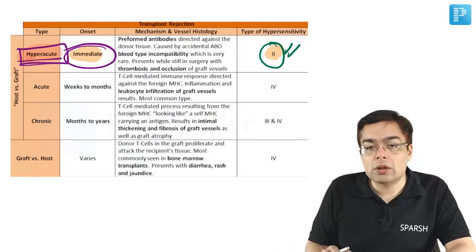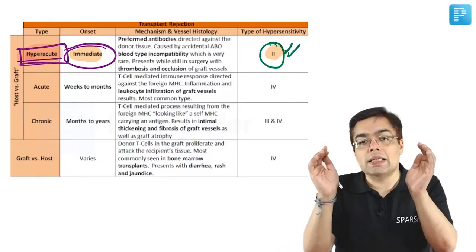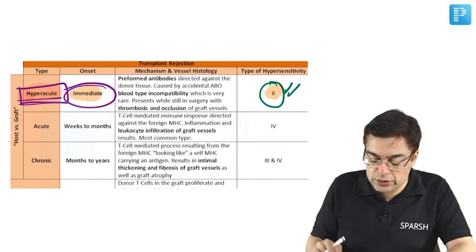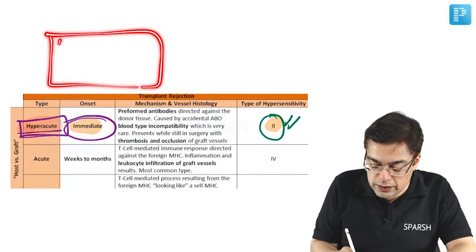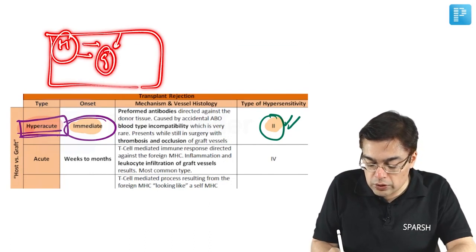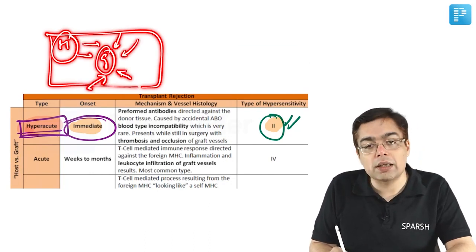Now, when we are talking about a transplant rejection, this is the recipient, and it is going to attack the graft. So just a diagrammatic representation: let us say this is the host, and this host is going to be attacking the transplant or the graft. So this is given the name of transplant rejection.